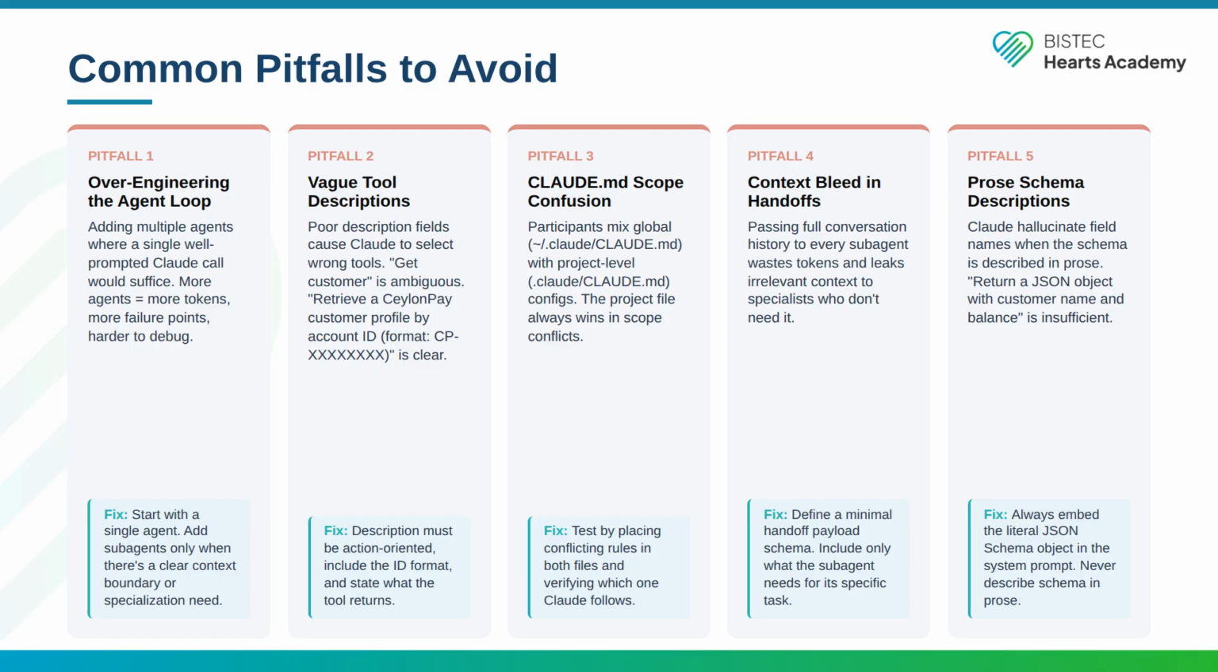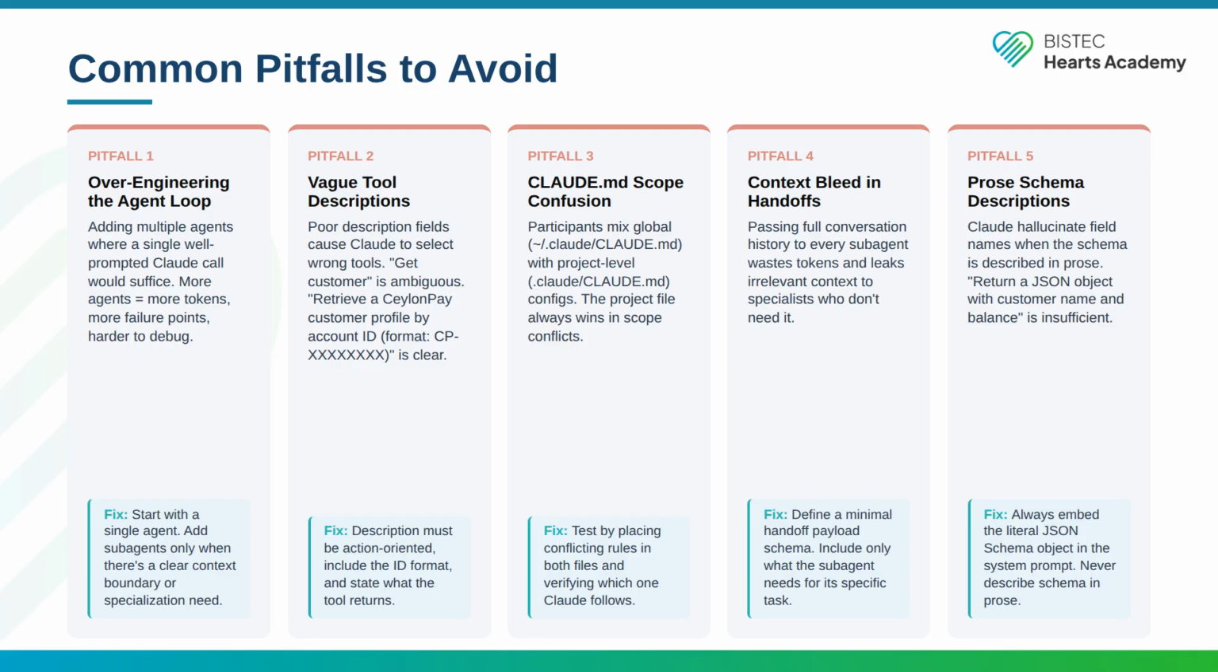Context bleed in multi-agent handoffs wastes tokens and leaks irrelevant information to specialist agents. Passing 20 turns of conversation history to a payment specialist costs 20 to 40k tokens. Passing a minimal payload, account ID, transaction ID, and the specific question, costs 500 to 1000 tokens. At production scale, this is a significant cost difference, and the specialist doesn't benefit from the extra context.